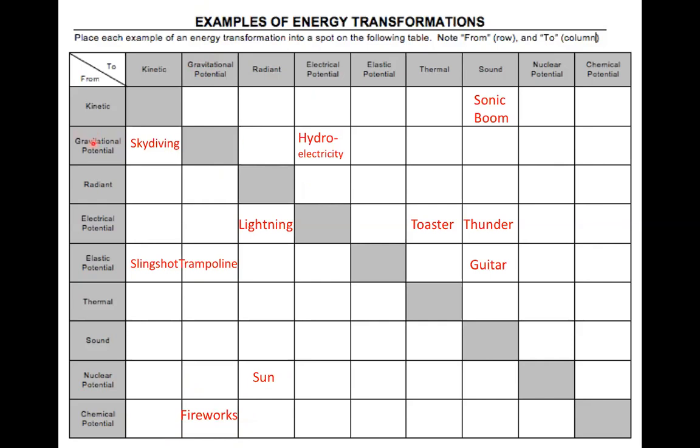Hydroelectric plant, that's an example of gravitational potential energy turning into electrical potential. We're gonna really look at how electrical energy is generated in different ways. So we're gonna come back to this in more detail. Toaster is when electrical potential energy is turned into thermal. Electrical potential energy is turned into sound. Thunder, elastic potential energy is turned into sound in a guitar and a variety of other instruments.